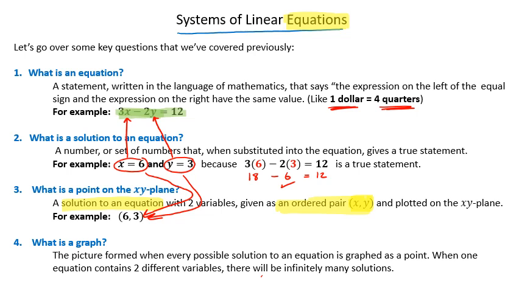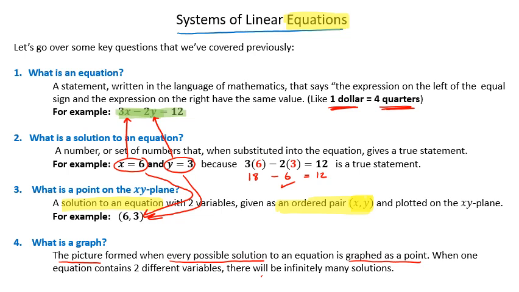And what is a graph? Well, a graph is a picture, right? A picture of what? A graph is the picture formed when every possible solution to an equation is graphed as a point, right? So every possible point goes on the xy plane, and together, collectively, they form a graph. Okay? Every point on the graph is a solution to the equation.